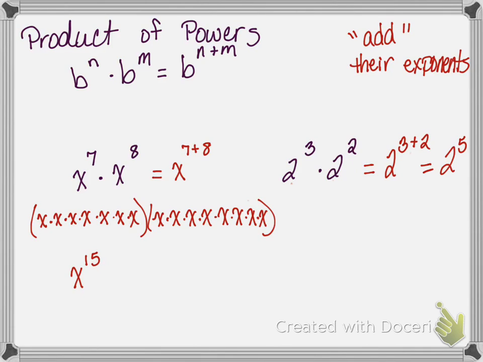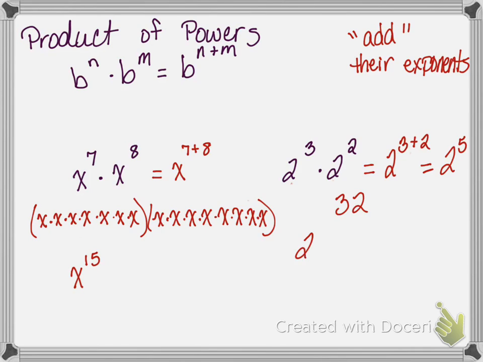So 2 to the 3 plus 2 is 2 to the 5th. Can I figure out what 2 to the 5th is? Okay, it's 2 times 2 times 2 times 2 times 2. What is that? It's 32. Okay, it's 32. So the answer to this is 32.